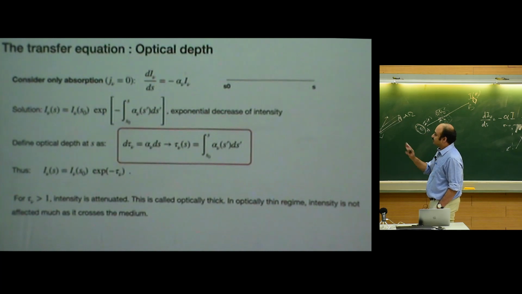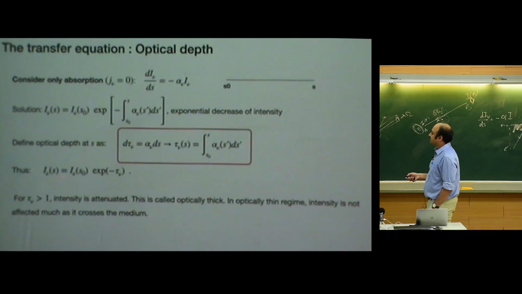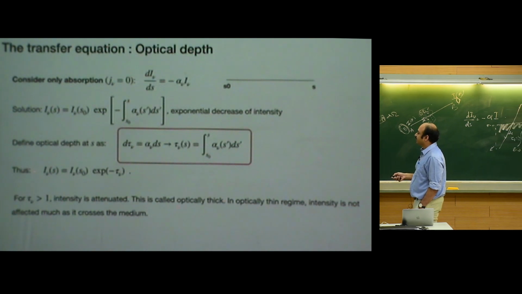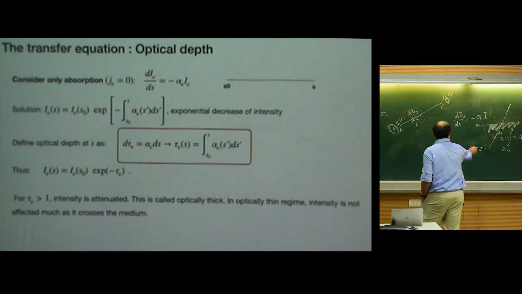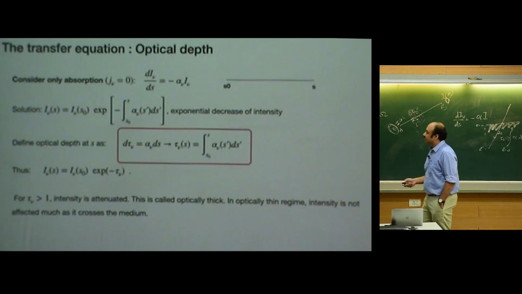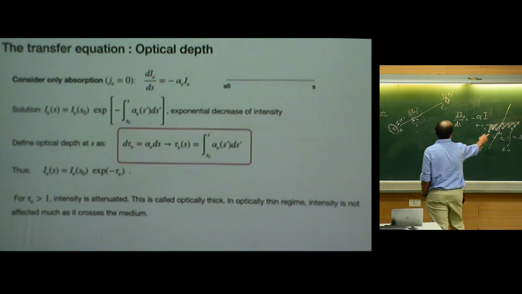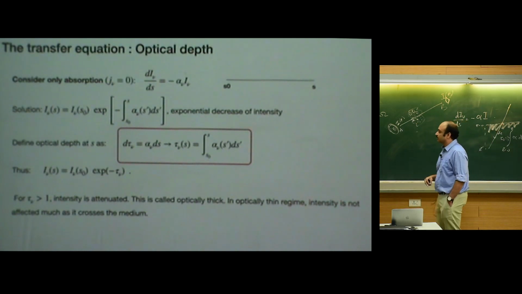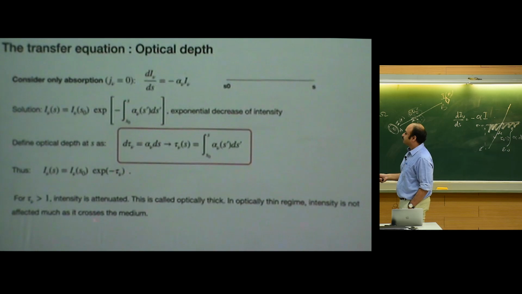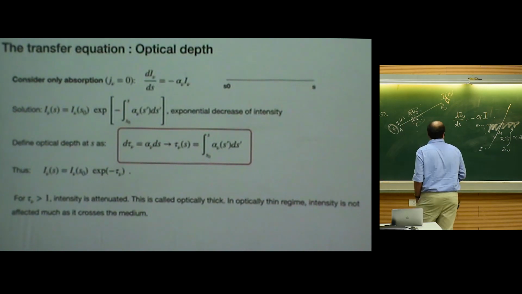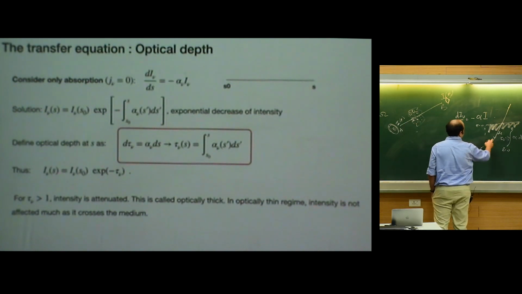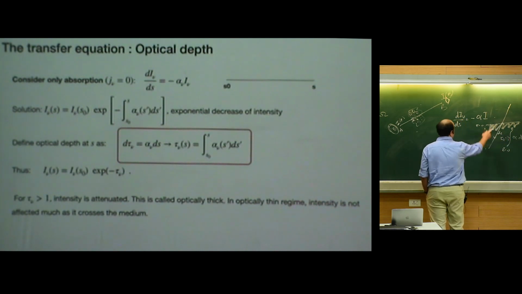So in the simple system where alpha is constant, you get an expression something like this, which is the intensity at this point here is equal to the intensity at the surface at z equals 0 multiplied by this exponential minus tau, exponential of minus the optical depth. And optical depth is the integral of alpha times this distance here.